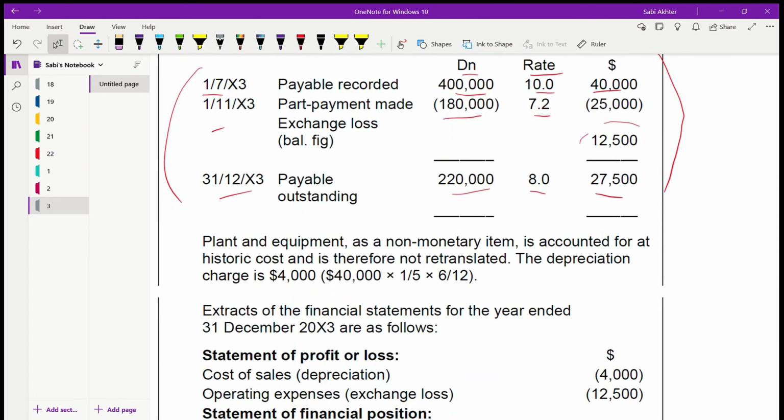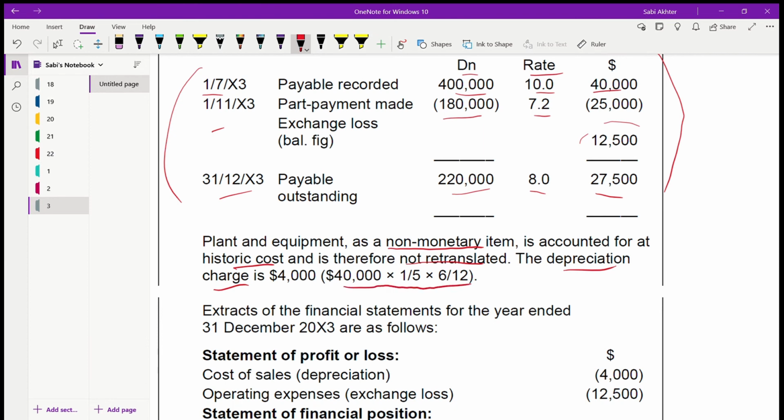You need to write this also. It's a non-monetary item, plant and equipment, so it is accounted for at historic cost and therefore not retranslated. Depreciation is charged. Remember the depreciation charge: 40,000 into 1 over 5 into 6 over 12.